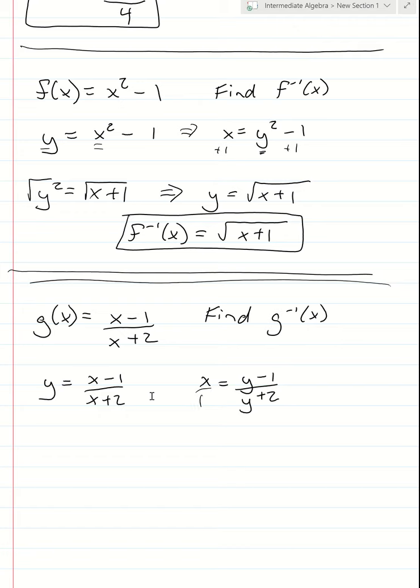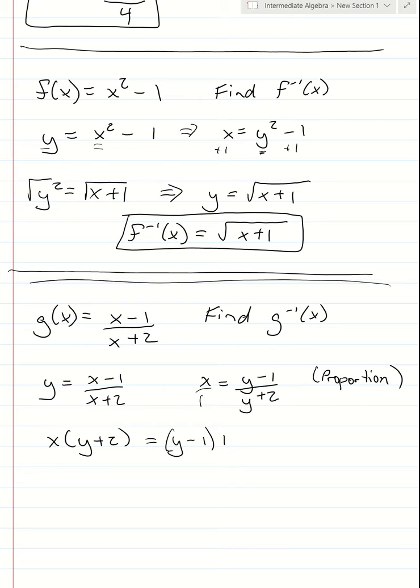And so now let's take a look what we have going on here. This, you may recall, from way back in chapter, I believe it was 8, we called this a proportion because we had one ratio, one fraction, equal to another ratio, another fraction. And when we solve proportions, what we need to do was cross multiply. So I'm going to take the x in the numerator and multiply it with the y plus 2 in the denominator, and that of course would equal the y minus 1 in the numerator times the 1 in the denominator.